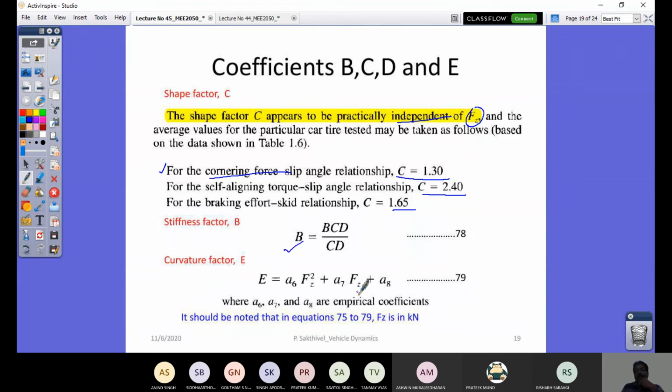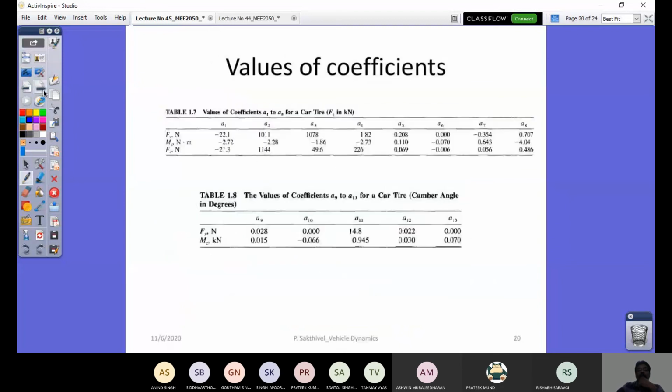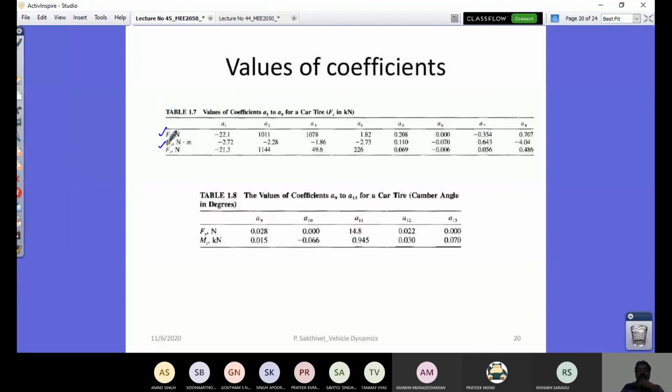And the curvature factor depends on FZ. All are represented as nonlinear variation, and it's a function of some coefficients also. There are 8 coefficients so far, and those coefficients are provided here for you. So if you have to calculate your lateral force or self-aligning torque or braking effort, you have to choose these values. So this is the tire model data for a particular car tire. Like that, you would have every tire coming with these coefficients.